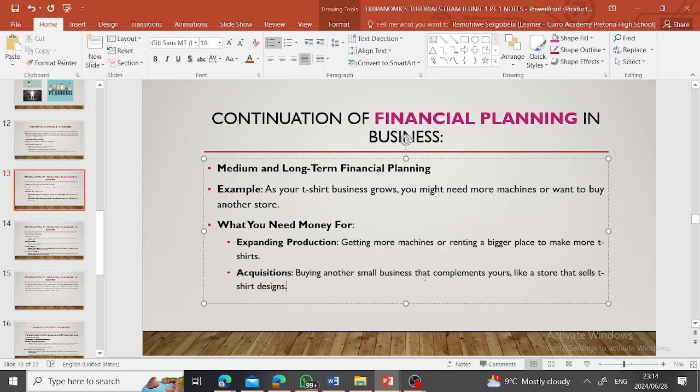and then make that company start designing t-shirt sales for your company so that you can then sell it to customers. So that is now medium term and long term financial planning. So this is still on the financial planning aspect of the business.